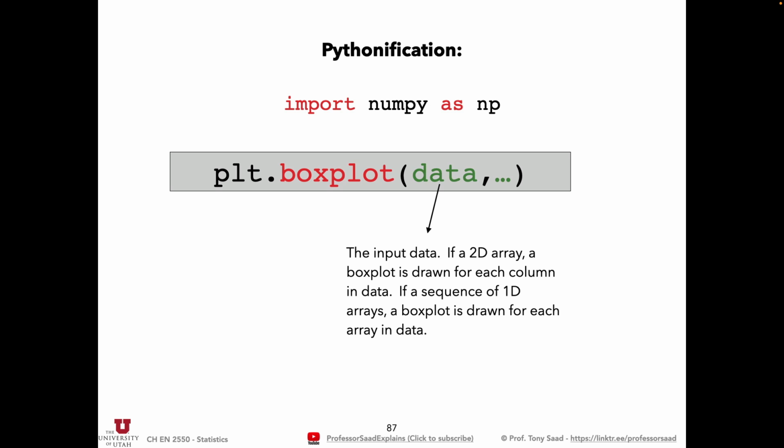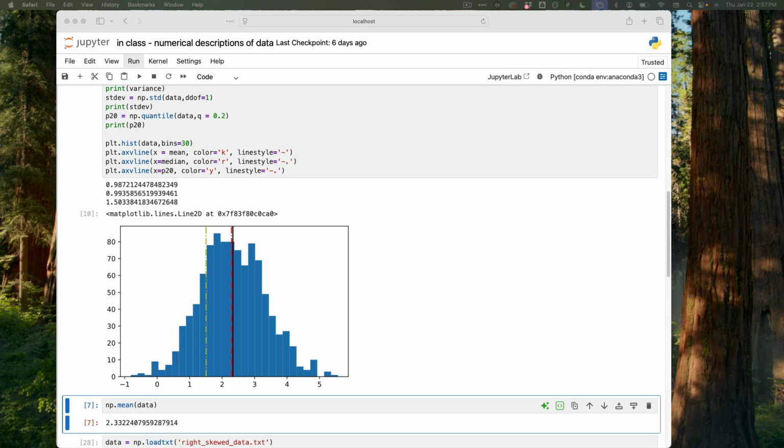The other option is if you provide a sequence, a list of one-dimensional arrays. It's not a 2D array, it's an array of arrays, a list of 1D arrays. Then it will go through each array, make a box plot for each array, and then plot them next to each other. So let's do some examples together.